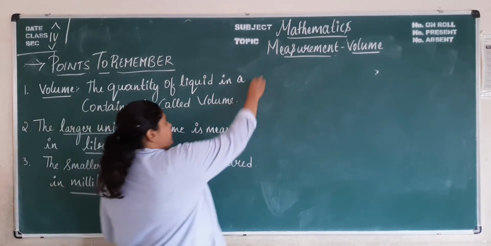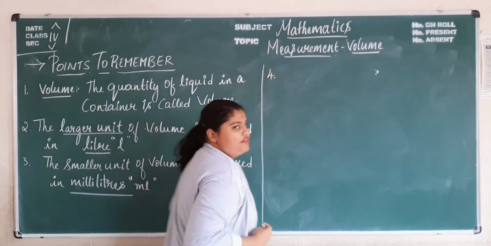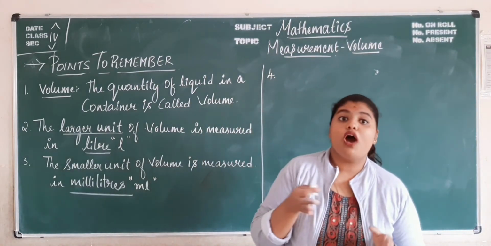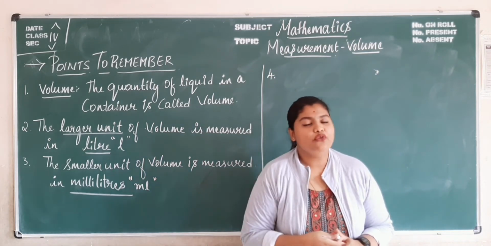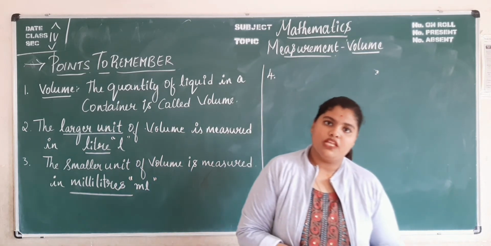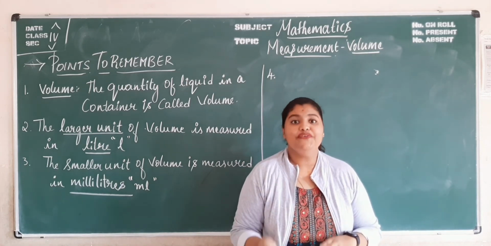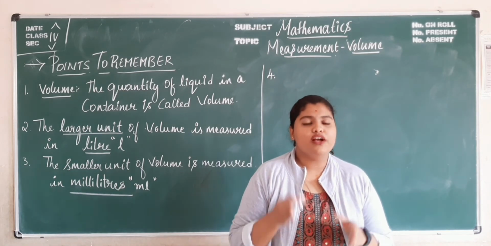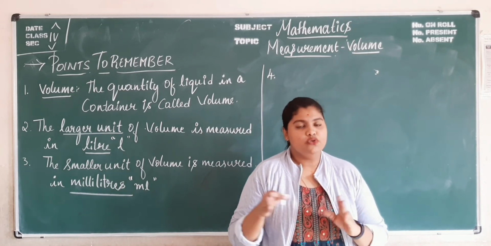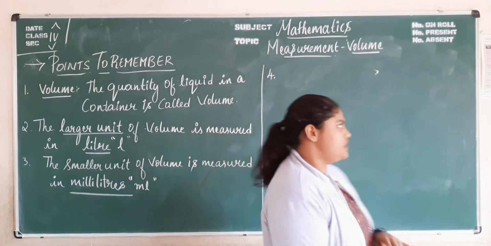So next point. You have learned in your previous classes how to convert liter to milliliter. Can you tell me how to convert liter to milliliter? Yes, to convert liter to milliliter, we multiply by 1000.